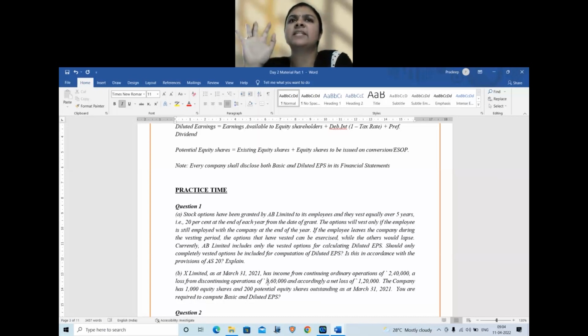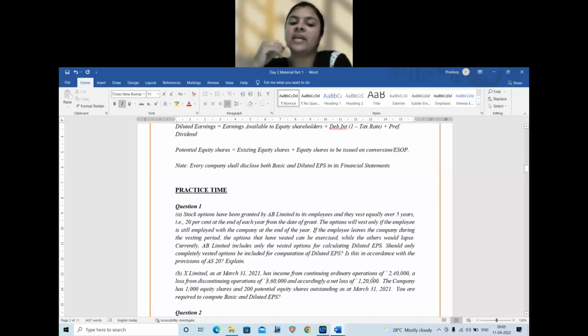The logic is very simple. Earnings available to equity shareholders of the company. They are eligible for all the earnings irrespective of whether it is profit or loss. Which means whether ordinary or discontinuing operations, both need to be considered. So now what will be the earnings here? It will be 2,40,000 profit minus 3,60,000 loss. Which means your earnings is going to be minus 1,20,000.